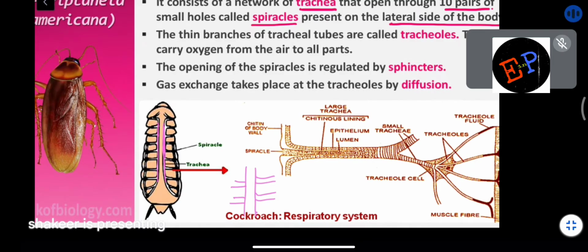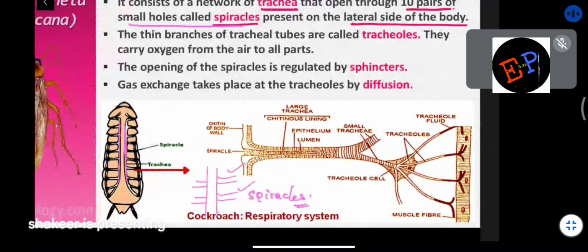So it consists of a network of trachea that open through 10 pairs of small holes called spiracles, present on the lateral side of the body. So the thin branches of the tracheal tubes are called tracheoles. They carry oxygen from air to all the body parts. In these tracheoles only you can see the gaseous exchange taking place, and the oxygen present in the atmosphere is taken by these tracheoles and supplied to different parts of the body.